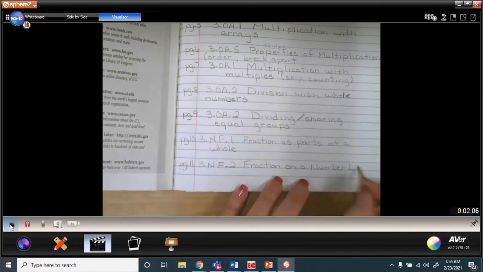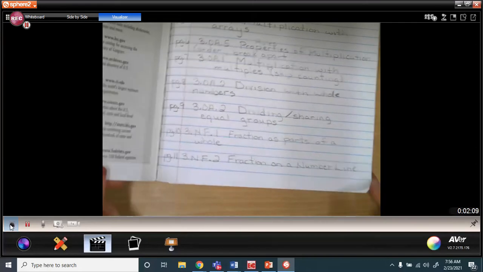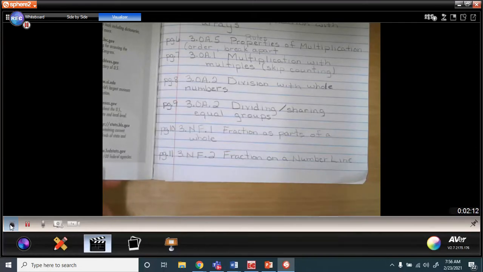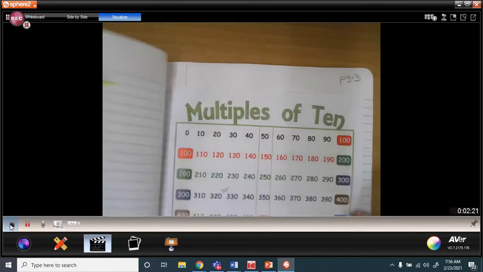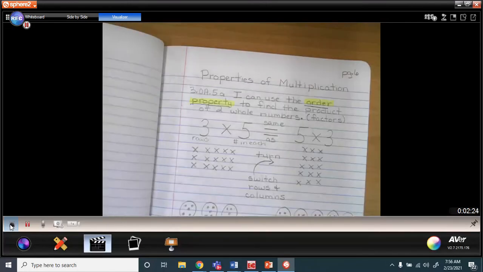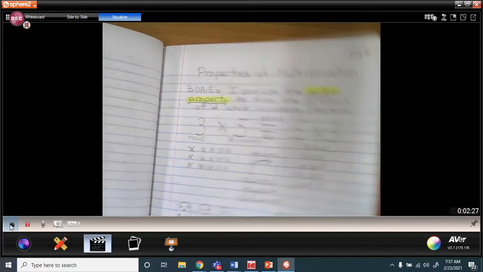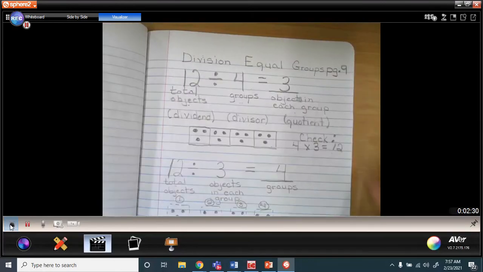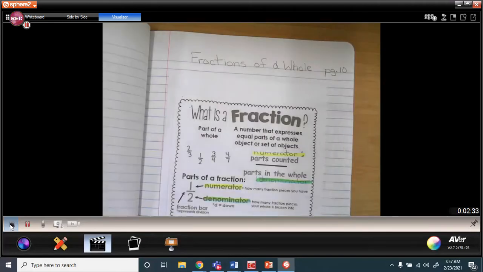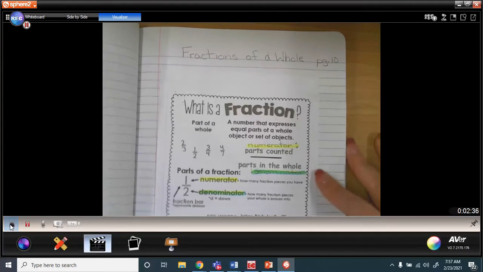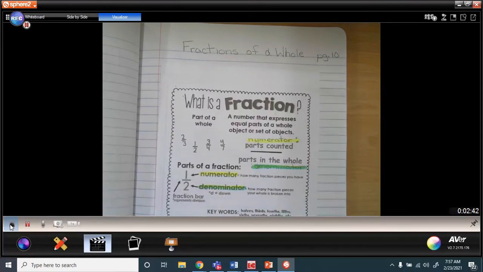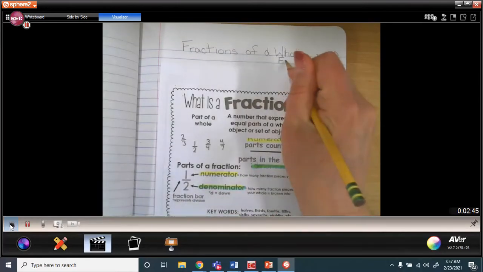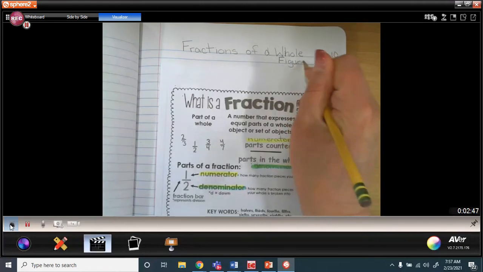Once we have that on our table of contents, we know exactly where to go, because that's what a table of contents does. It helps us figure out what we're looking for and where to find it, right? We're going to go through and find page 10. Okay, so we had division on page 9 of equal groups. And then on page 10, we put this anchor chart in here, and we said fractions of a whole, or fractions of a figure, right? Fractions of a whole figure in this case is what we were talking about.